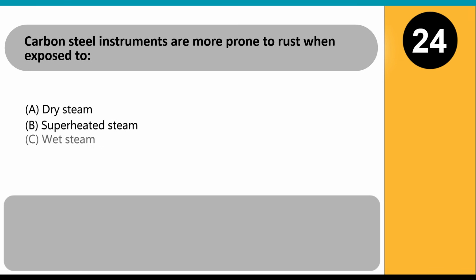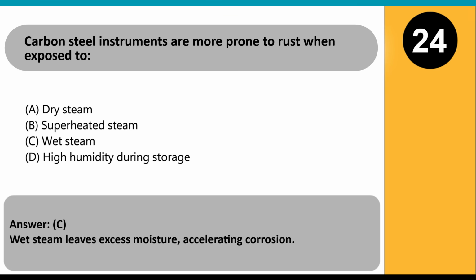Carbon steel instruments are more prone to rust when exposed to A. Dry steam, B. Superheated steam, C. Wet steam, D. High humidity during storage. Answer: C. Wet steam leaves excess moisture, accelerating corrosion.